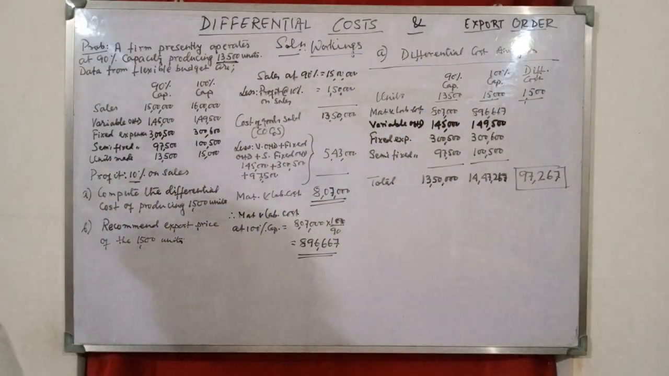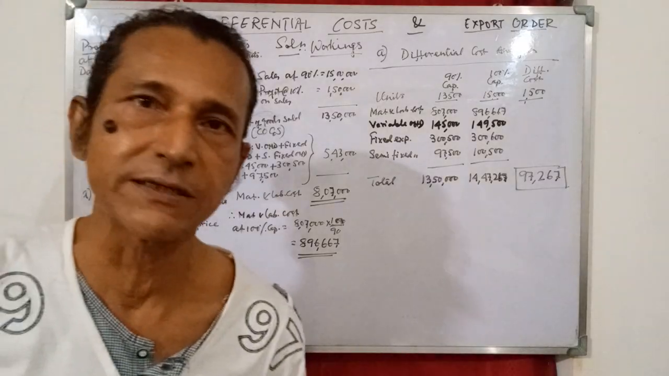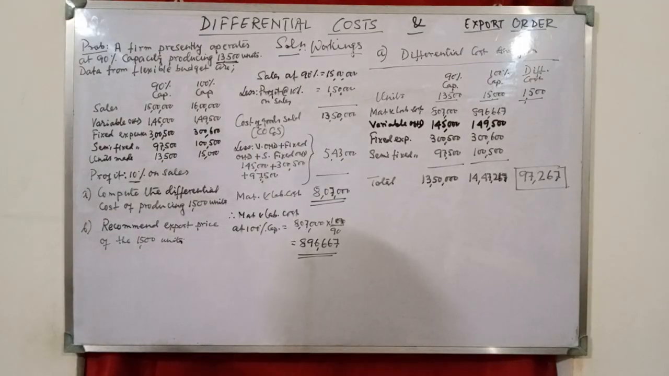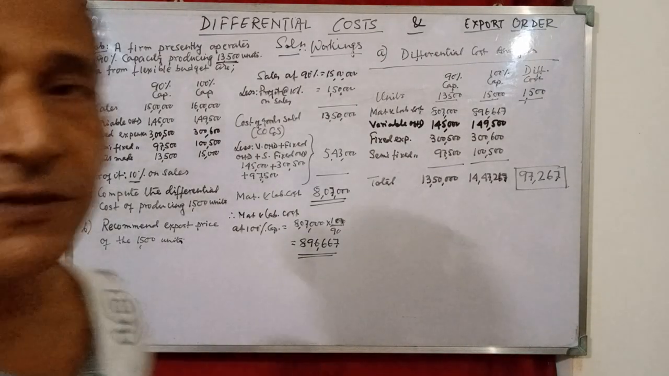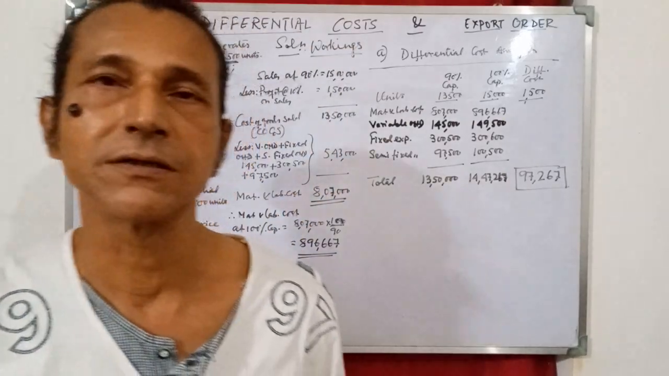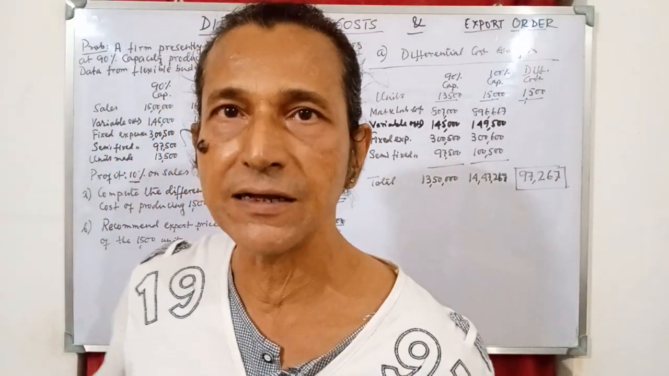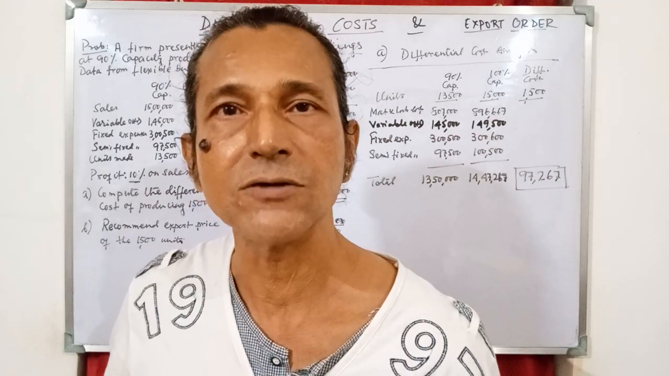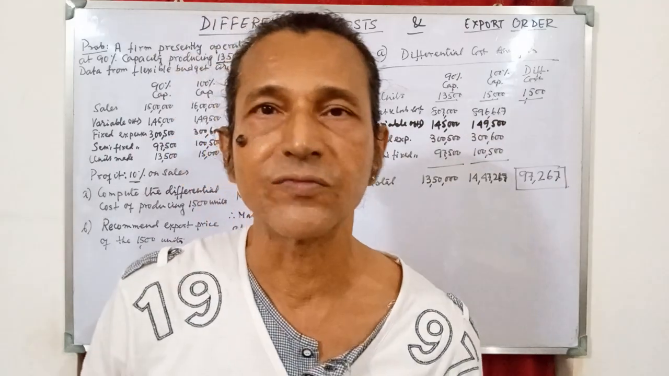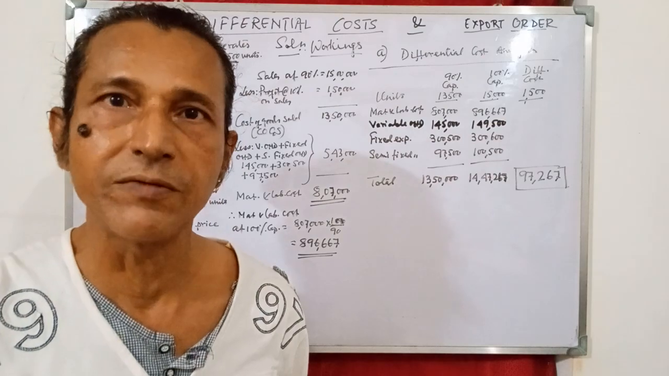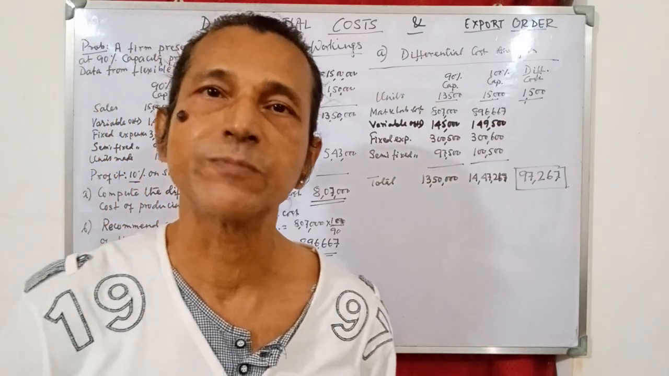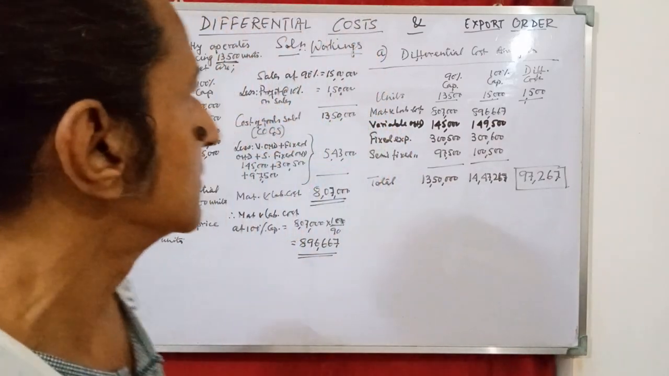The farm has an idle capacity of 10%, the idle capacity to produce 1500 units. The 100% capacity is 15,000 units, and currently the farm is producing only 13,500 units. So the farm can produce an additional 1500 units without expanding the plant size.